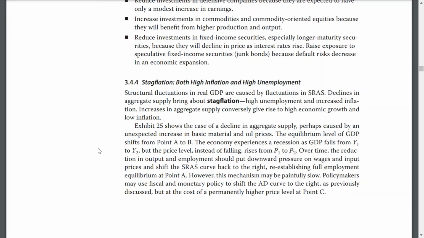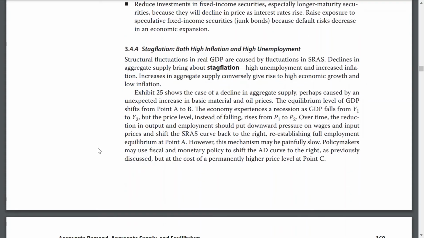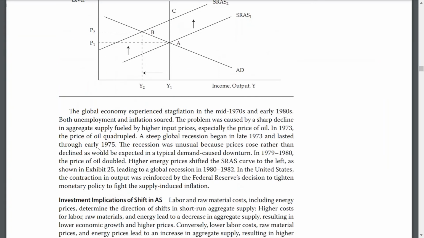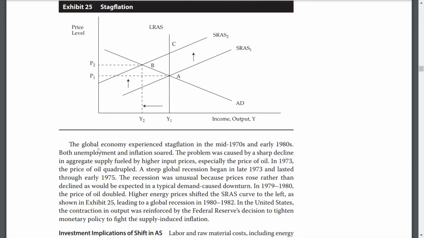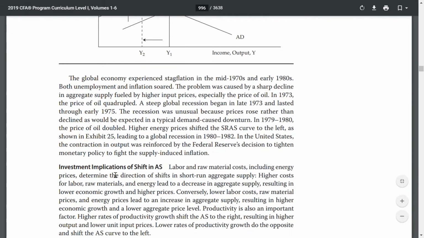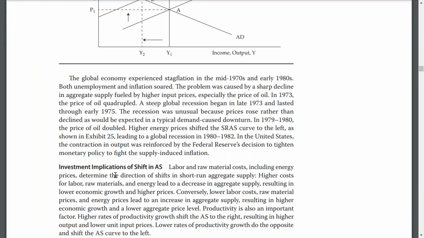Policymakers may use fiscal and monetary policies to shift the AD curve to the right, as previously discussed, but at the cost of a permanently higher price level at point C. So this is stagflation, where SRAS decreases or shifts to the left, and we have a curve that looks something like this. The global economy experienced stagflation in the mid-1970s and early 1980s. Both unemployment and inflation soared.